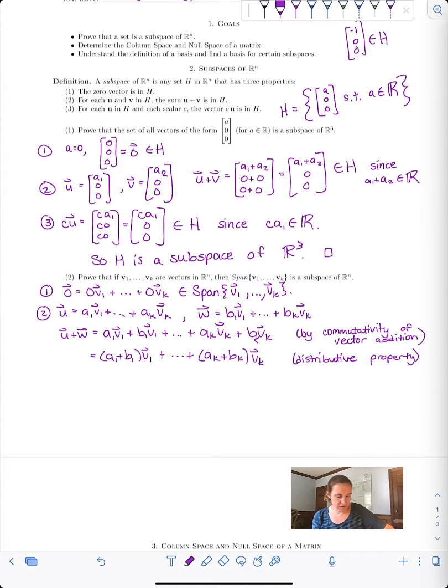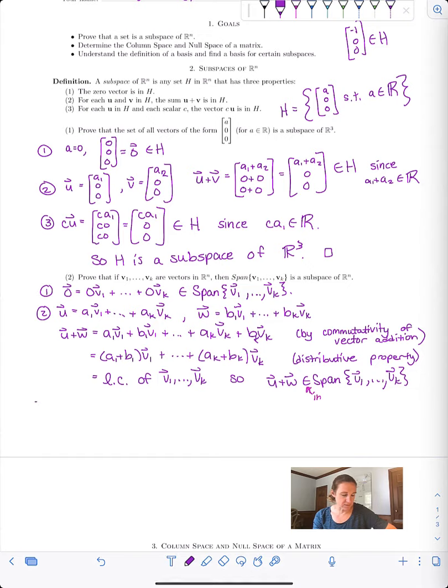So now this is a linear combination of v1 through vk. So that sum is in fact in, and this notation there means in the span of this set v1 through vk.